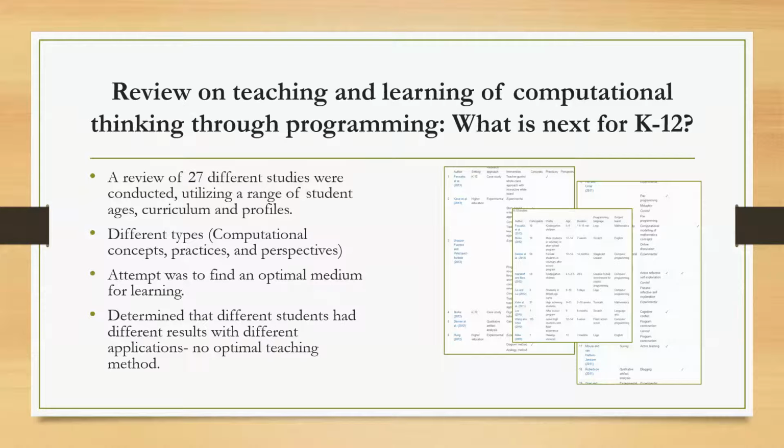Again, they did a review of 27 different studies, utilizing a range of student ages, curriculum, and profiles. There were the three different types: computational concepts, practices, and perspectives, as previously mentioned. They attempted to find an optimal medium for learning, because the original goal of this paper was to see which way was the best to teach. However, they found there is no actual optimal teaching method. Different students could have different results with different applications. One student may be better at one application, another at another. There is no true optimal medium.